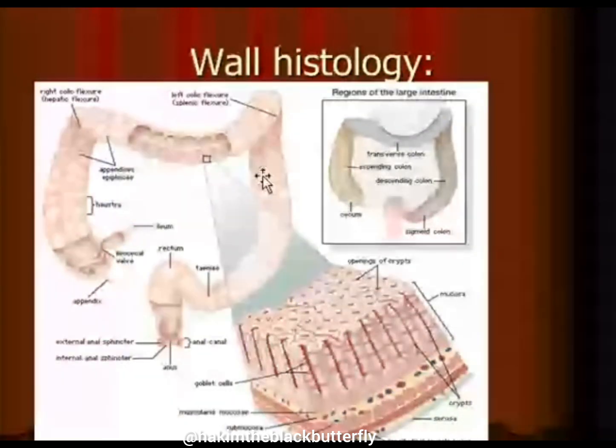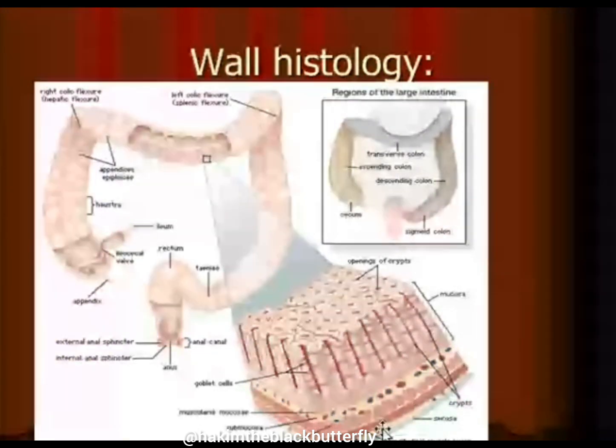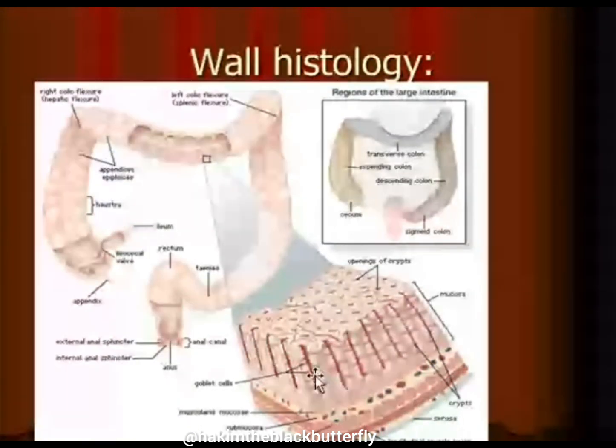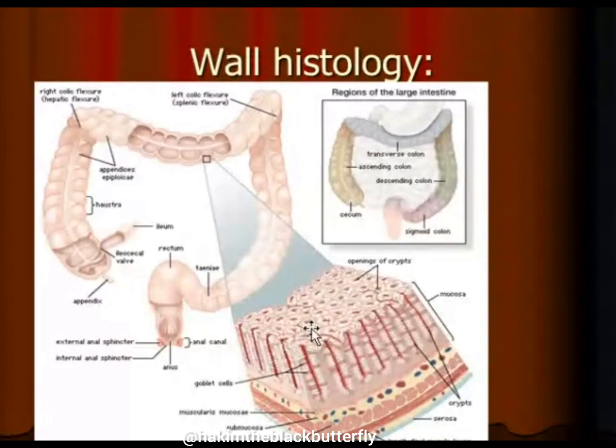The wall of the large intestine is made up of the outer layer, which is the serosa. Then you have the muscularis propria. You have the external longitudinal, which are in bundles, and the internal circular. Then we have the submucosa, and then the mucosa. The mucosa has the inner lining and the muscularis mucosa. And these are the glands, the tubular glands, which secrete mucus within the large intestine.